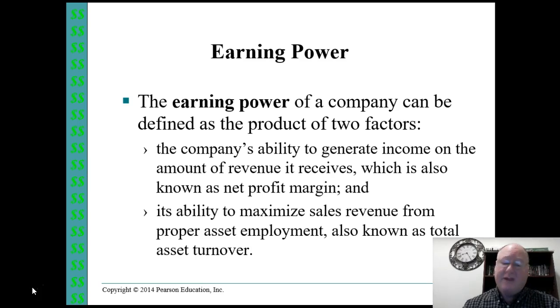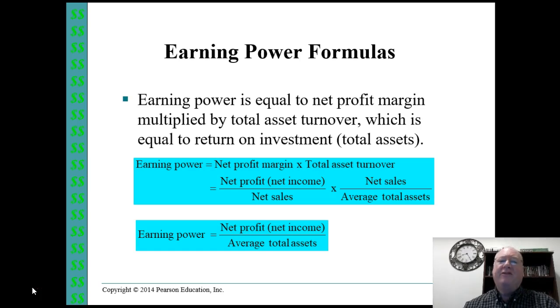So let's look at earning power formulas. Just as it was in the last chapter, you can get so hung up that you cannot see the forest for the trees in all of the details of these formulas. All these are just algebraic representations of concepts that you want to understand. Earning power itself is equal to net profit margin multiplied by your total asset turnover, which is equal to the return on investment that we talked about before. So really, this ROI itself is earning power.